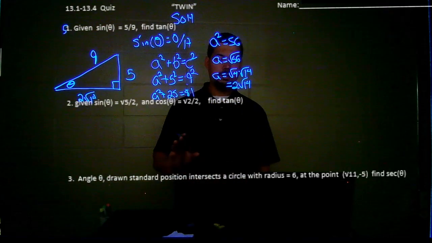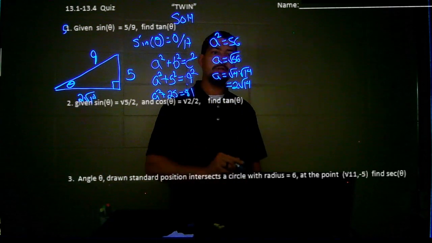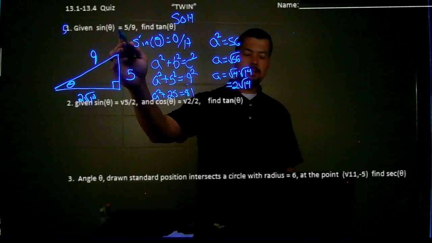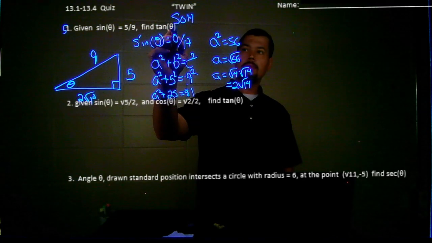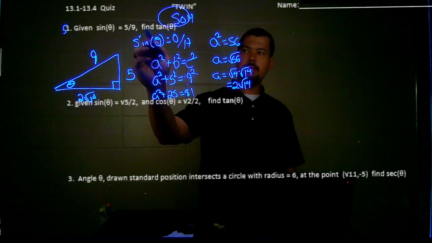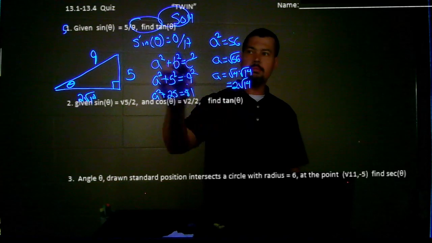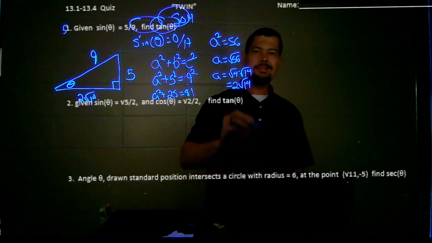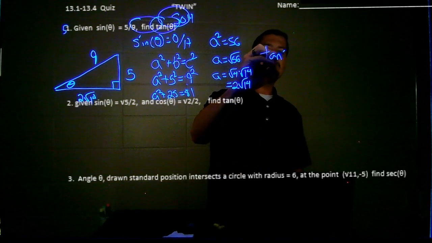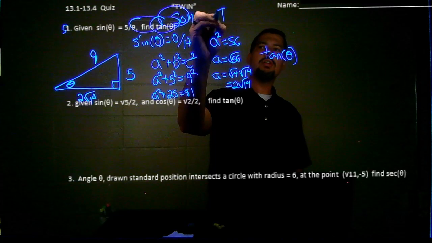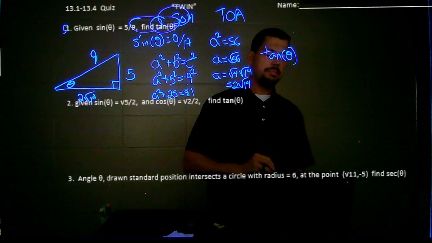Now again, the goal here was to find the tangent ratio. See where it says find the tangent of the angle? Find that guy right there. Missed it a little bit, didn't I? Still missed it. Third try. Find the tangent of theta. The tangent of any angle from SOHCAHTOA is opposite over adjacent.